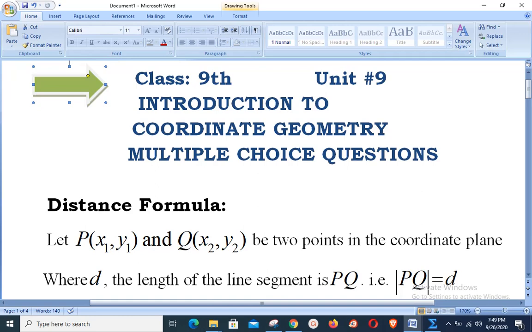Our today's lesson is related to class 9th, unit number 9. The name of the unit is Introduction to Coordinate Geometry. Students, we will complete multiple choice questions. Before that, just to give you a review, we have already done the definition of distance formula.